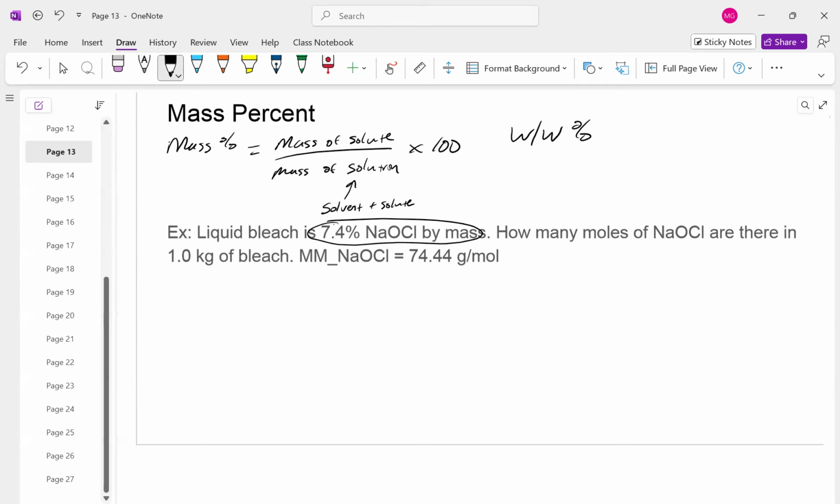And there's a very easy way to take that and put it into a conversion factor. Whenever you see these percentages, always make an assumption and make an easy assumption. Let's assume we have 100 grams of this 7.4% solution. Because if we have 100 grams, then the conversion factor we can use is 7.4 grams of sodium hypochlorite are in 100 grams of the solution, or in this case, bleach. I'll use the specific indicator here, bleach. And we can use this as a conversion factor.